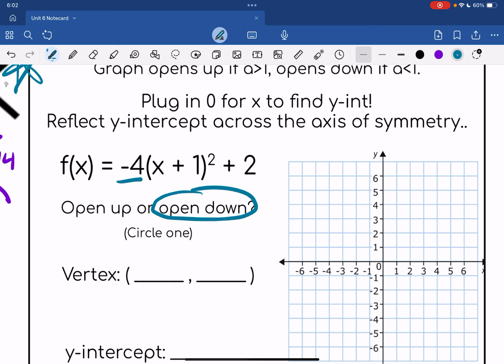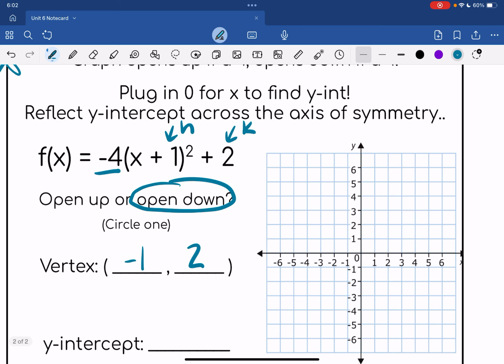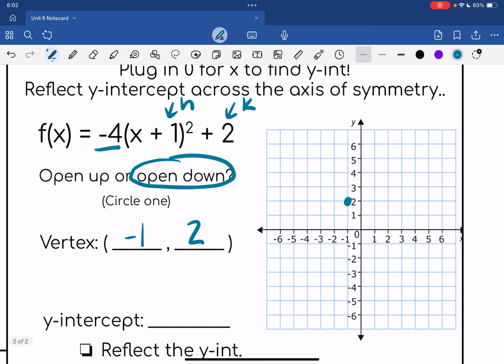Our vertex is this h value and this k value, but h is always the opposite, so it's -1 and +2. So -1, +2. And then to find our y-intercept, we're going to plug in 0 for x, so -4 times 0 plus 1 squared plus 2. 0 plus 1 is 1, 1 squared is 1, -4 times 1 is -4, -4 plus 2 is -2. That was a lot of words I just said.